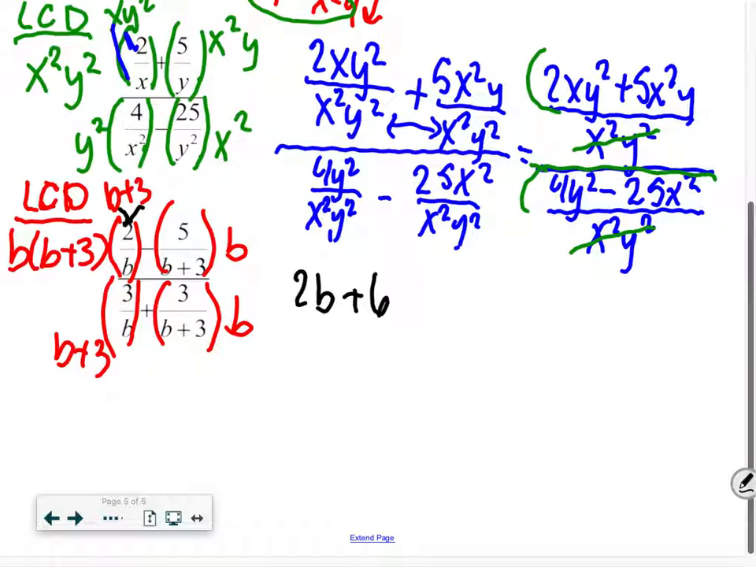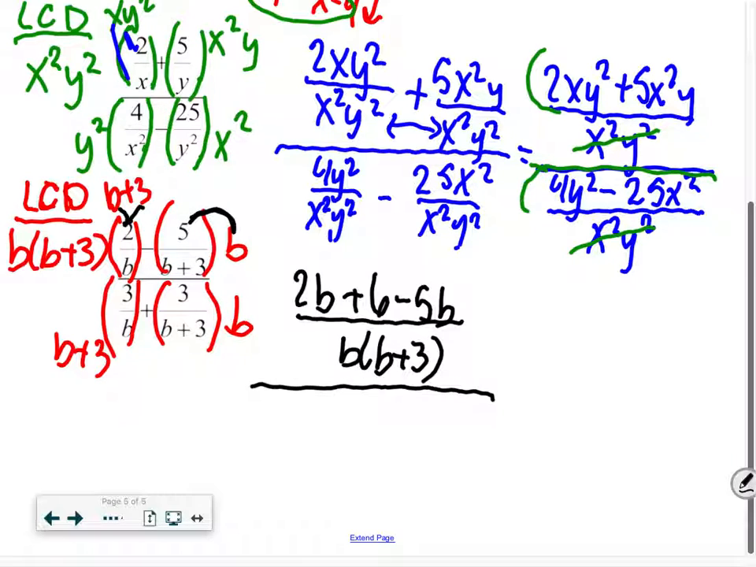Okay. What do I know when I subtract these, my denominator is going to be? B times B plus 3. So can we just subtract right away? Obviously. Okay. So I have minus how much? 5B. All over. Distribute. And I get 3B plus 9, plus 3B, all over B times B plus 3.